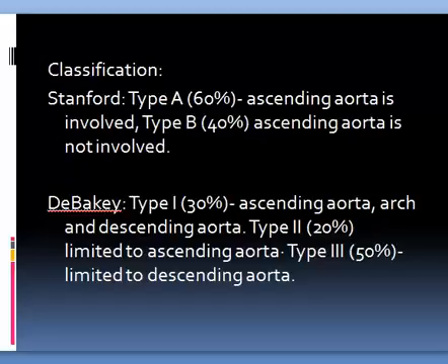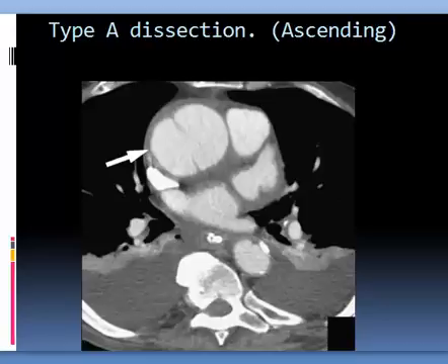Classification. According to Stanford: type A involves the ascending aorta, type B does not involve the ascending aorta. According to DeBakey, type 1 involves the whole aorta, type 2 involves the ascending aorta, type 3 involves the descending aorta. This is involving the root of the aorta, that means the ascending aorta. This is type A according to Stanford.